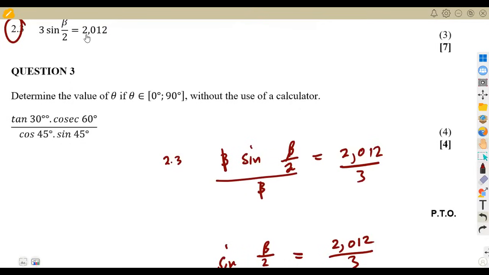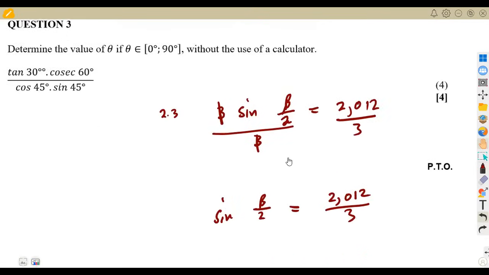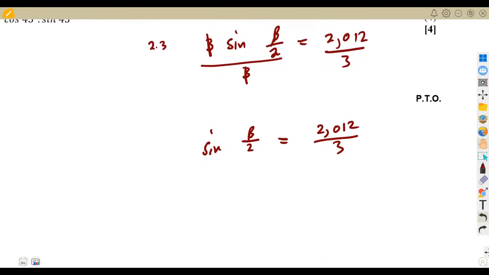This is 2.012 over 3. All right, so on this part that we are having, yes, you can simplify this as a decimal if you want, but what is important is that we just want to remove this sine here so that we remain with beta over 2, which is our angle. So the beta over 2 is going to be simply, to remove this sine, like I said, to be written on this side. You're going to write it as what? As arcsine.